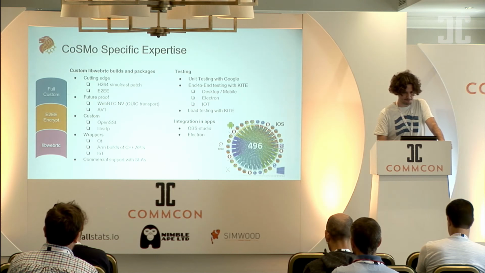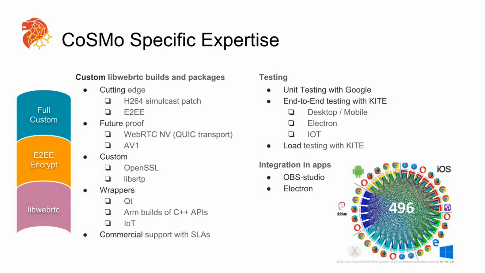Okay, so I have mentioned CoSMo several times in this presentation, so I will speak a bit more about what CoSMo can provide when you switch from one SFU to another. CoSMo can provide you custom WebRTC builds and packets. We have seen a lot of requests from clients wanting to do a lot of crazy stuff. We have implemented the H.264 simulcast patch that landed just last week in libwebrtc, and we hope it will get to Chrome soon.